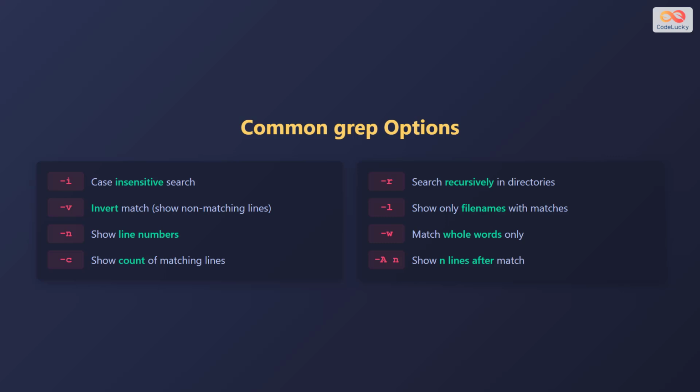The L option lists only the file names that contain the matching pattern, useful when searching through multiple files. The W option matches whole words only, ensuring that the pattern is not part of a larger word. Finally, the A option followed by a number, such as A1, shows the specified number of lines after each match, providing context.